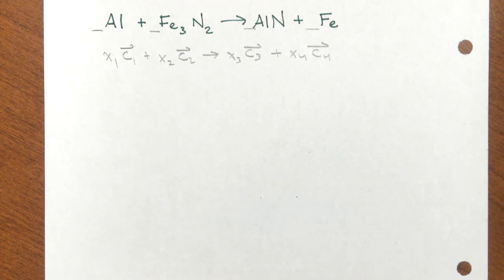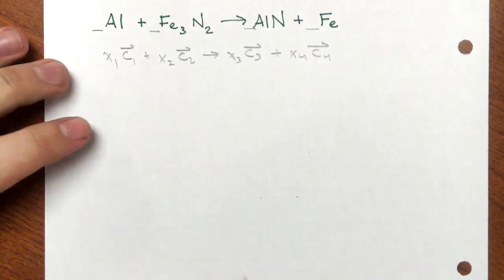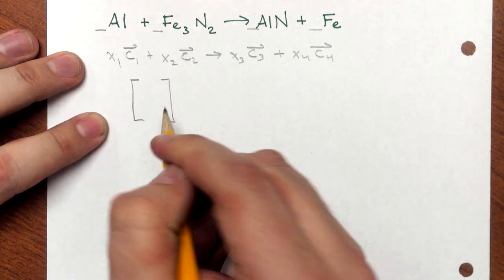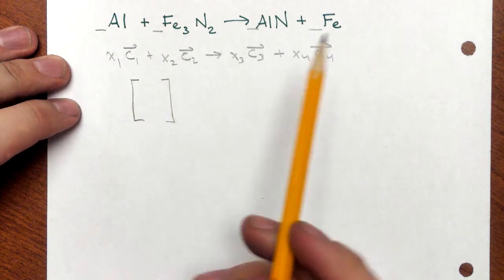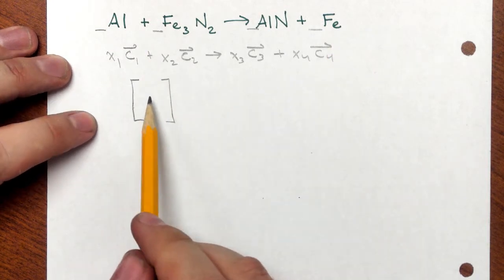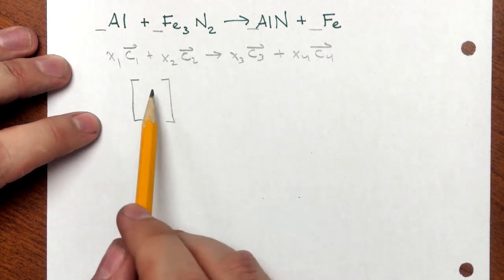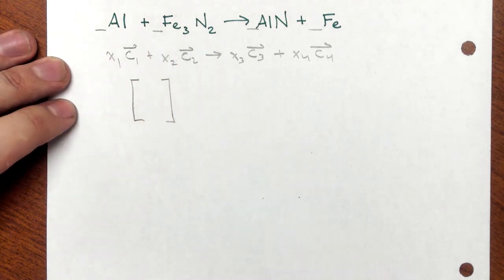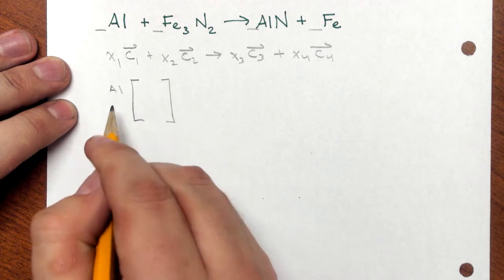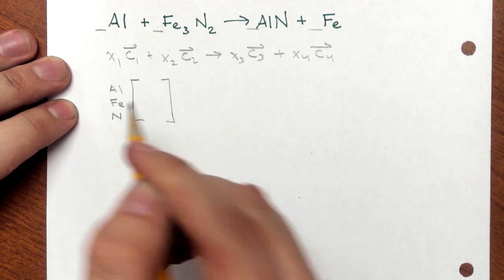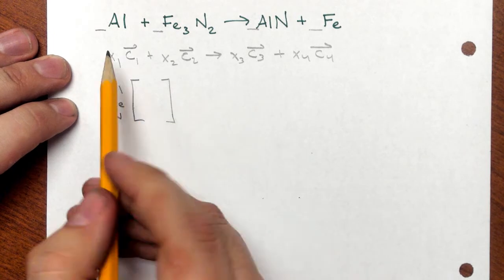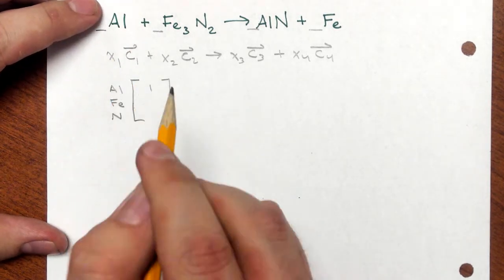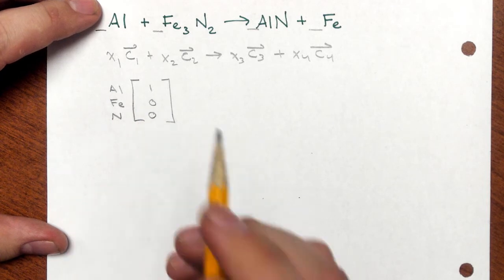All right, so each of these compounds, then, I want to represent as a vector. So for the first compound, just in a convenient way, I want each compound to represent in each position the number of atoms of aluminum or iron or nitrogen within that compound. So I'll make a note of that to myself: aluminum, iron, nitrogen. In the first compound here, it's just aluminum. So I have one aluminum atom, zero iron atoms, zero nitrogen atoms.